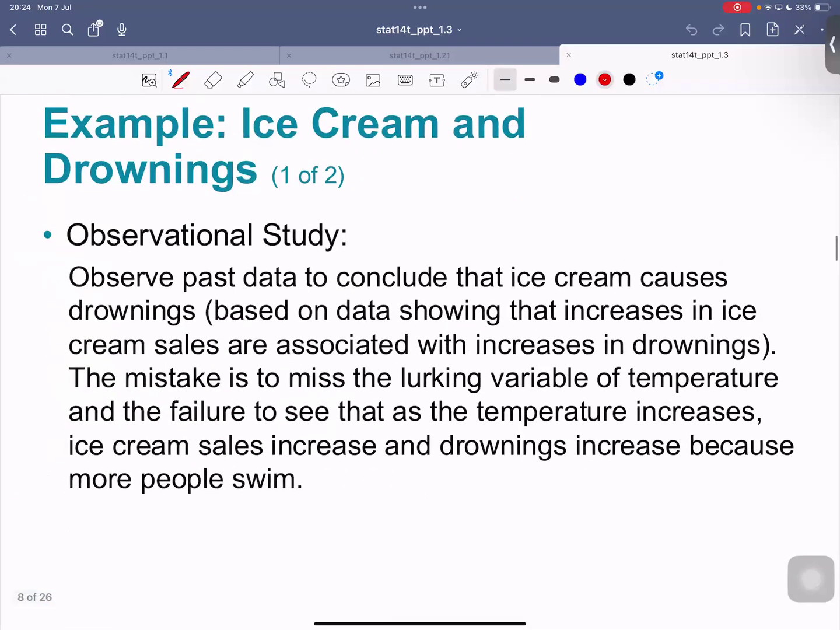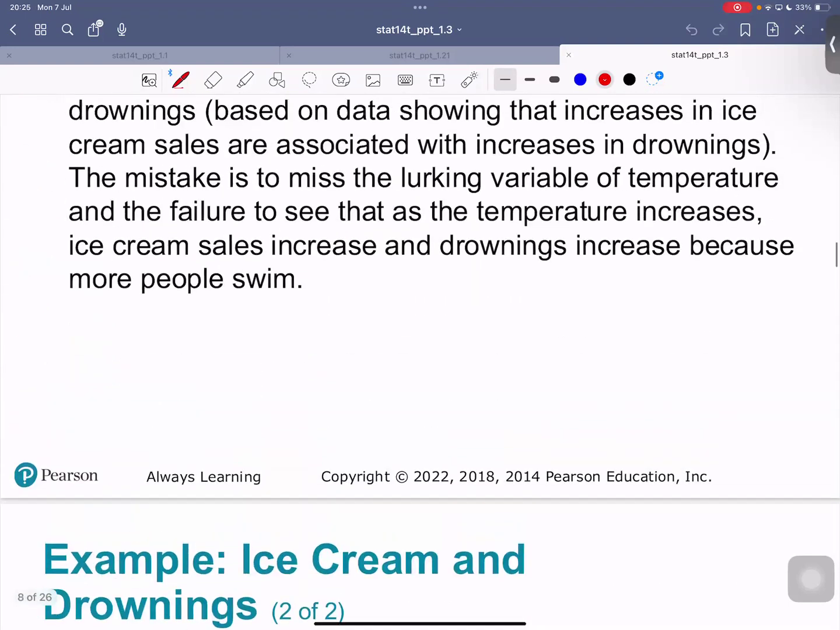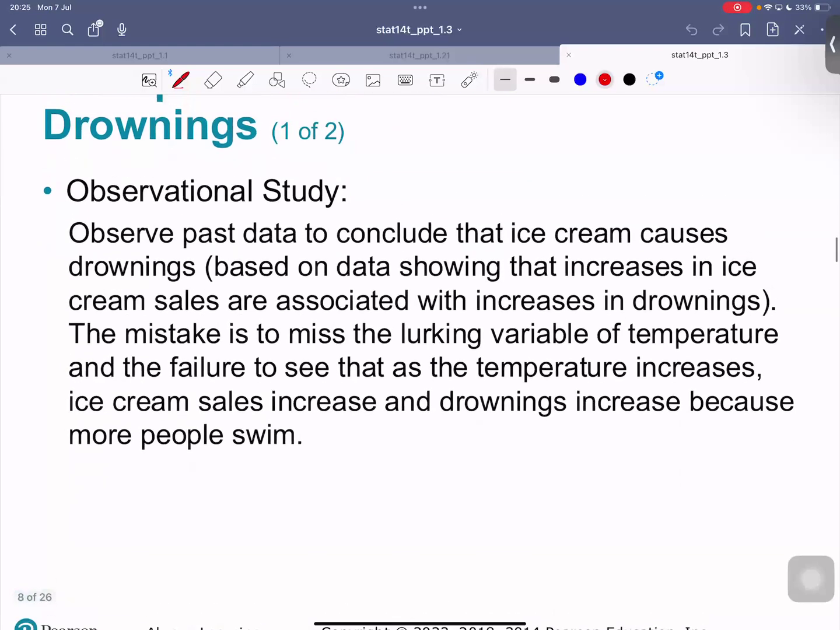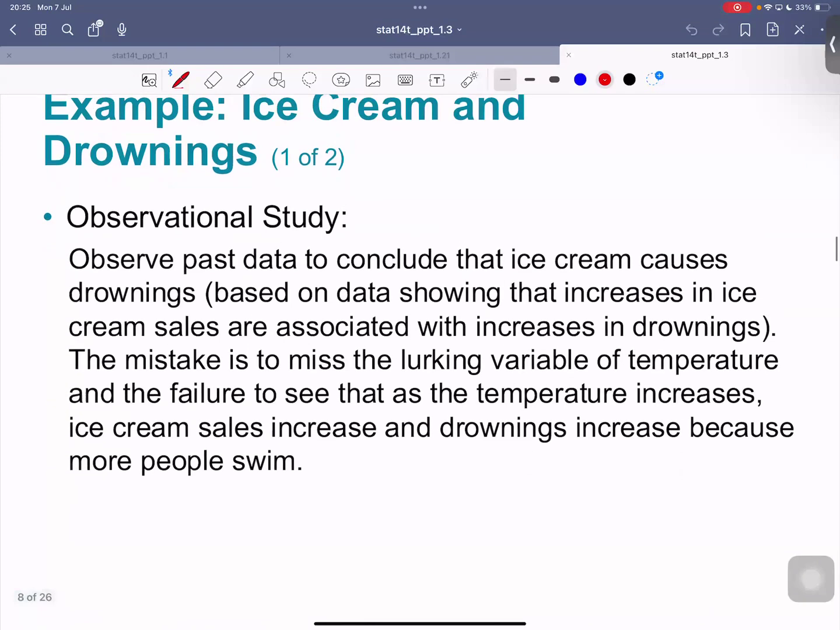That's easy. Example. We still have 5 minutes, right? We can do these two examples. Observational study: observe past data to conclude that ice cream causes drownings, based on data showing that increases in ice cream sales are associated with increases in drownings. The mistake is to miss the lurking variable of temperature and the failure to see that as the temperature increases, ice cream sales increase and drownings increase because more people swim.